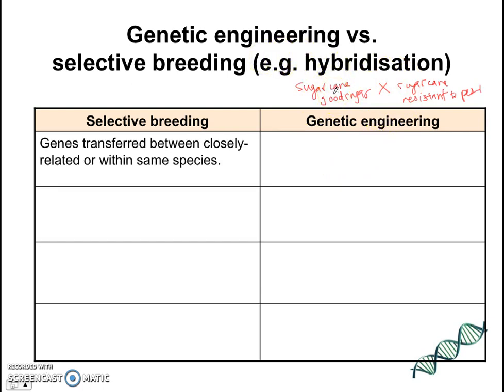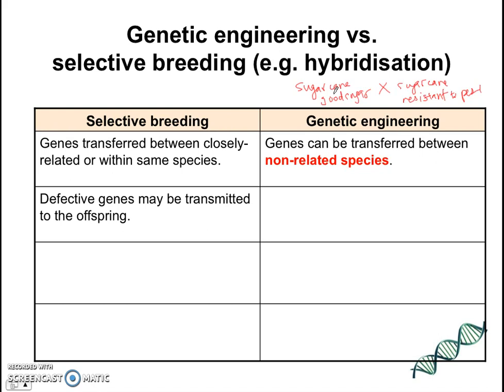Well, the first thing is, in selective breeding, you can only transfer genes between closely related organisms or organisms of the same species. Because if they are very, very different species, you just can't make them breed with one another. I wouldn't be able to breed a bacteria with a human being. That would be strange. However, in genetic engineering, you can technically transfer genes between any species, even between non-related species. We've seen that. I'm transferring genes from bacteria to corn. That's crazy.